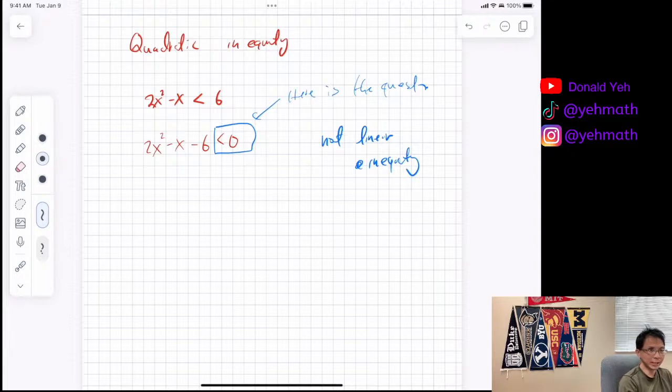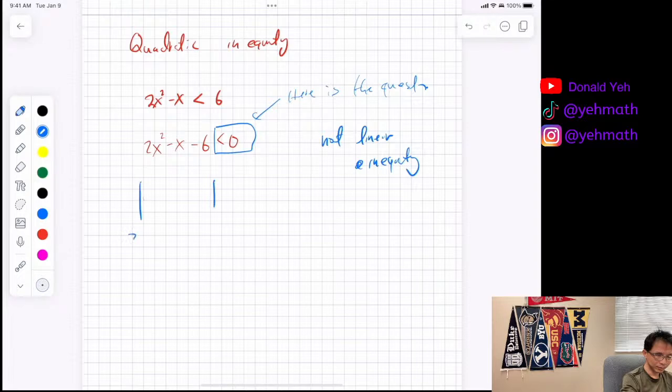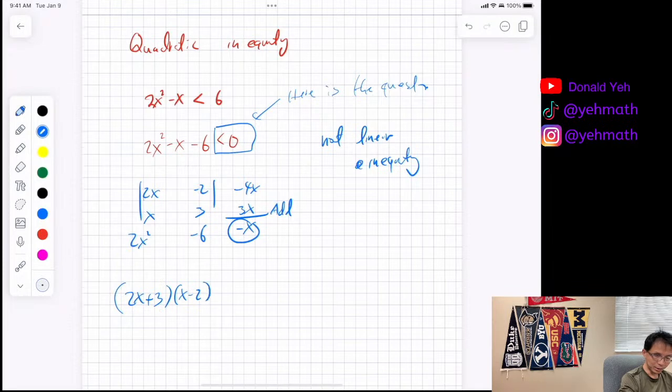A number line test is to pay attention to the sign. Now, what we're going to do is factor this. Can some of you help me factor this? 2x squared minus x minus 6. 2x and x. Negative 2 and 3. Good. That's negative 4x and 3x. This ends up to be negative x. Good. So it'll be 2x plus 3 times x minus 2, and it's less than 0.